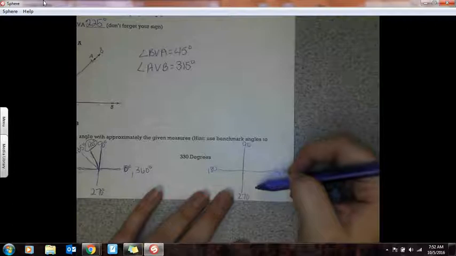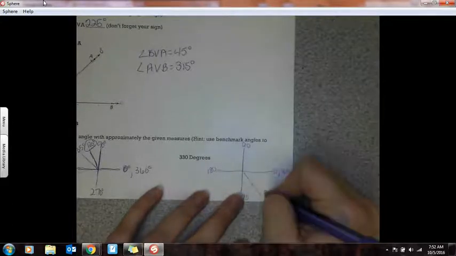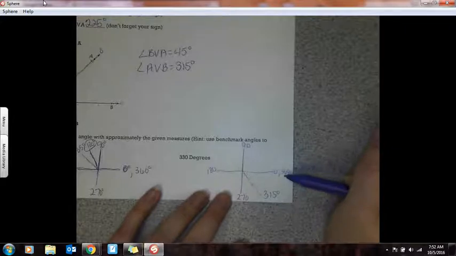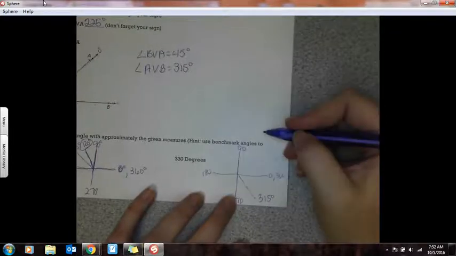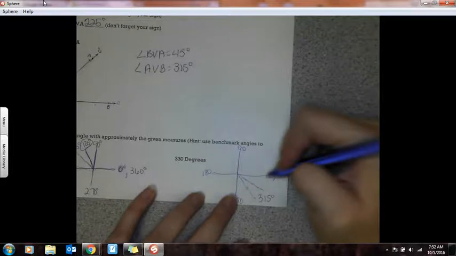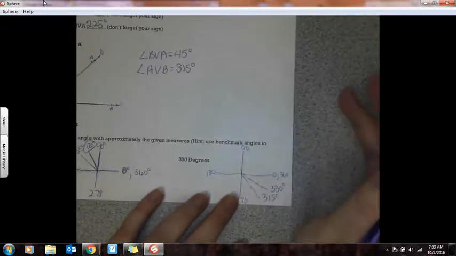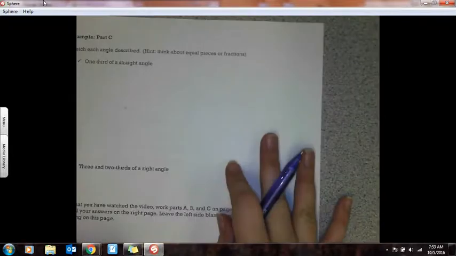And if you take a look at the benchmark angles that are the 30 degrees and 60 degree angles, you will see that 330 lies about right here. Again, I cannot stress enough, you have got to use your benchmark angles to draw where these angles lie. And for part C, these are going to have multiple rotations. So we talked about how one full rotation would be 360, and then you can keep going. So let's go ahead on these.